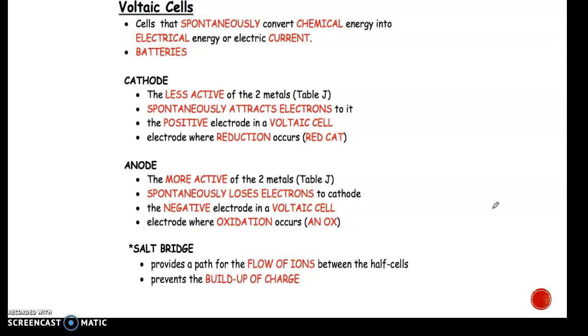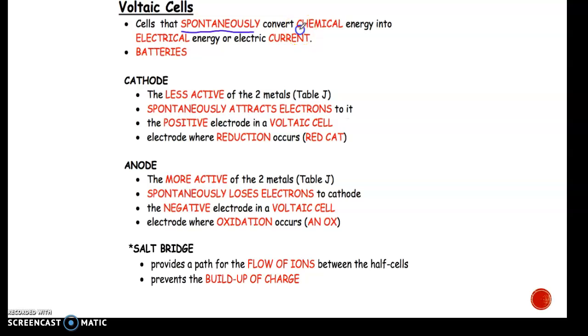So when it comes to voltaic cells, I'm going to show you an image of it in a moment, but we need to be able to understand what it is. Voltaic cells run on a spontaneous reaction, meaning one of the elements is going to be more active than one of the other elements, meaning it's going to change instantaneously.